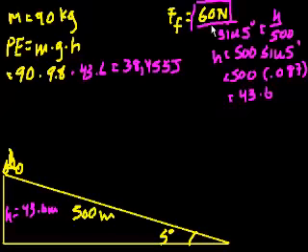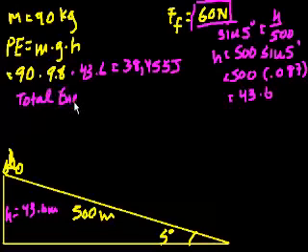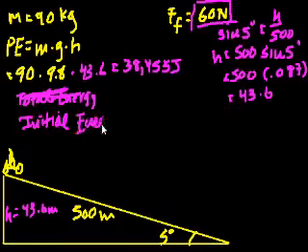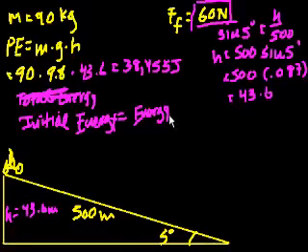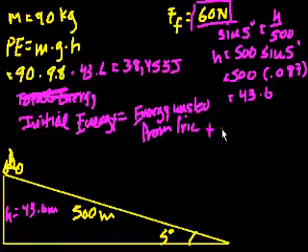all of the energy is not conserved. So a way to think about it is that the total initial energy is equal to the energy wasted from friction, plus the final energy.